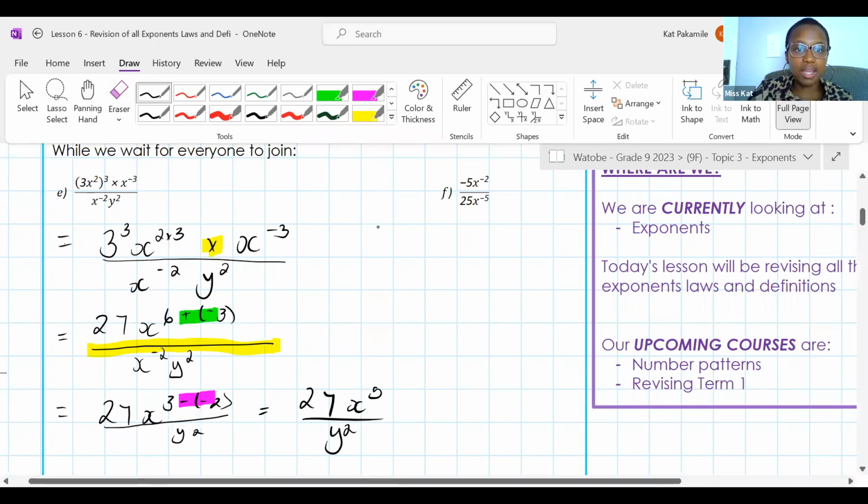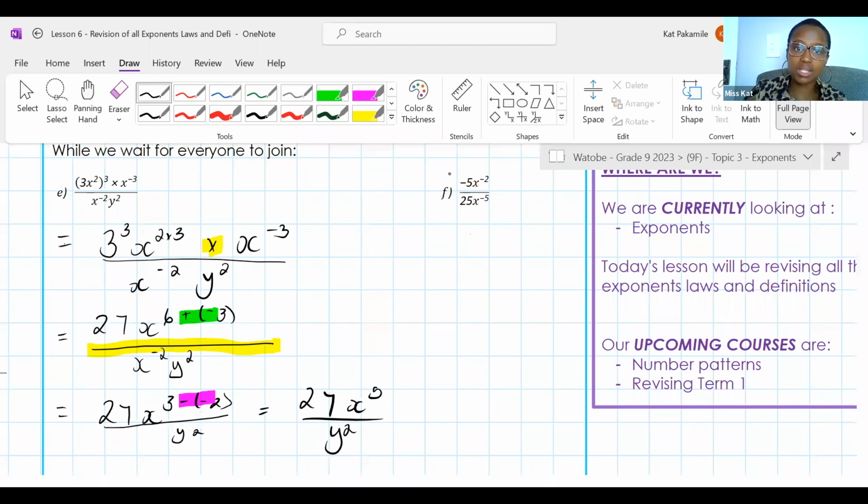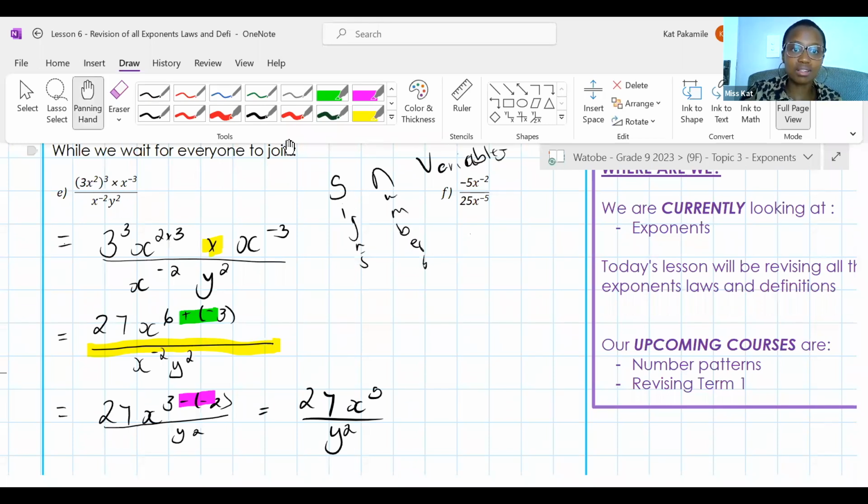Now F, we have a negative 5 in the numerator and 25 in the denominator. So, as you said, you start with signs, numbers, and then variables. So your signs, numbers, and variables. Okay, so we're going to start with the signs first.